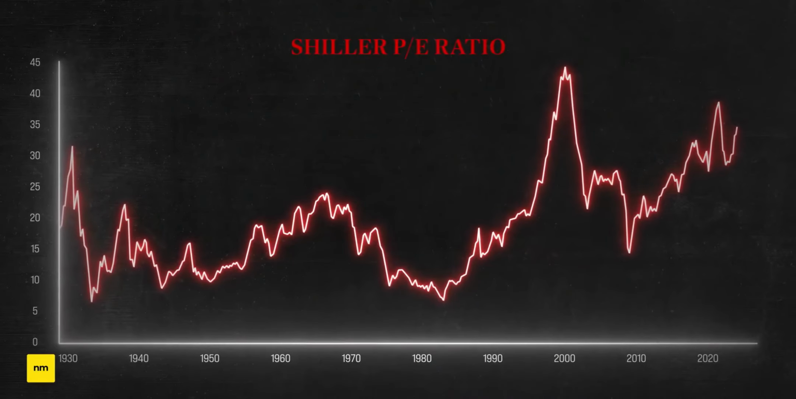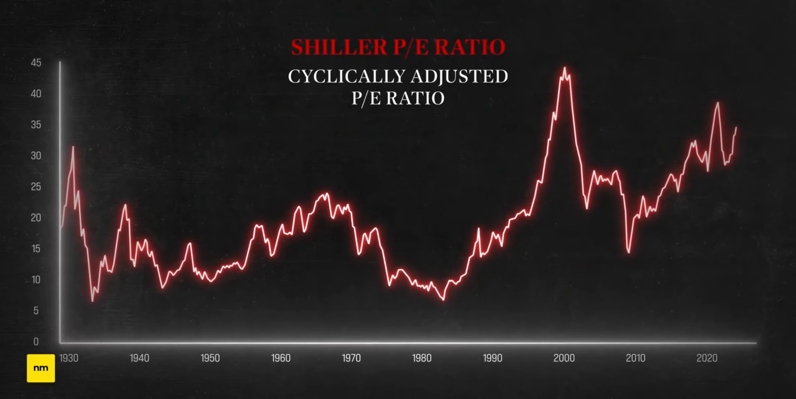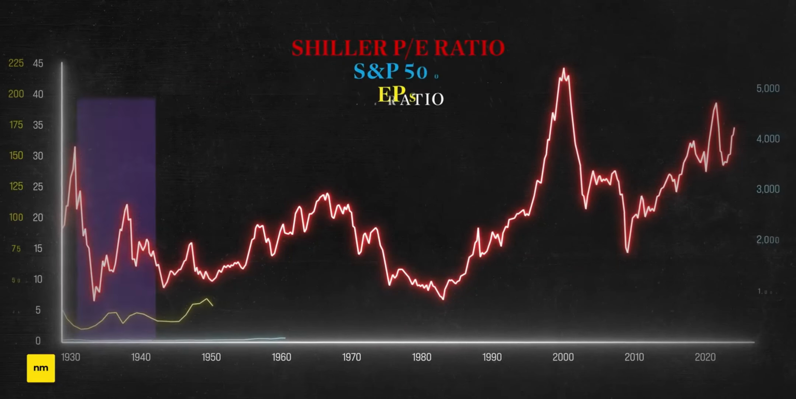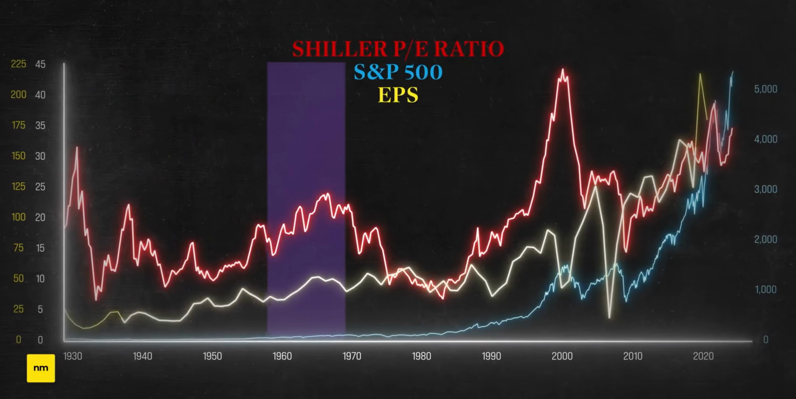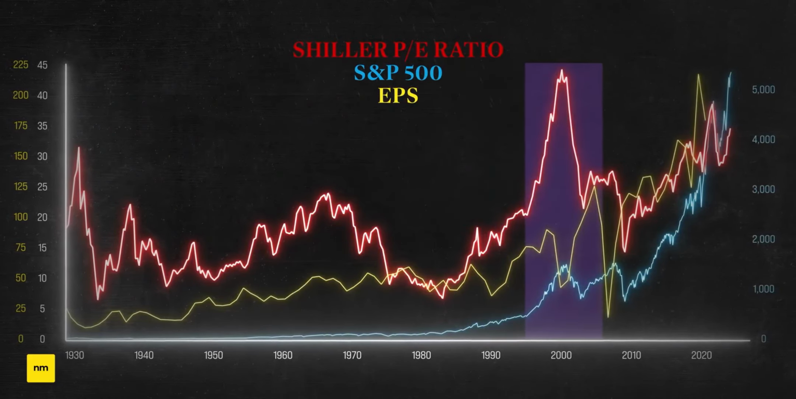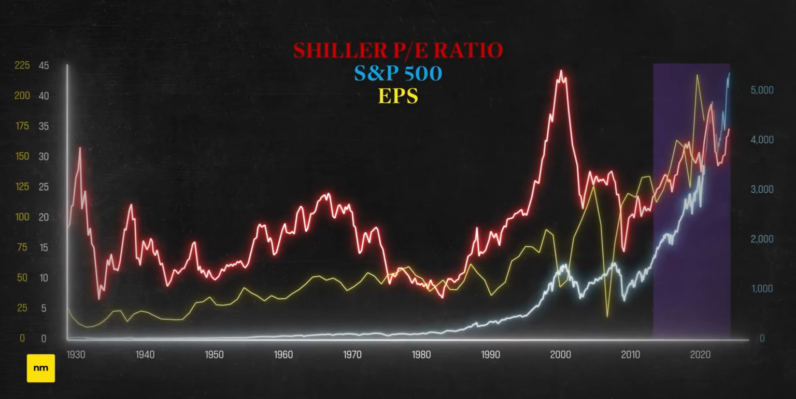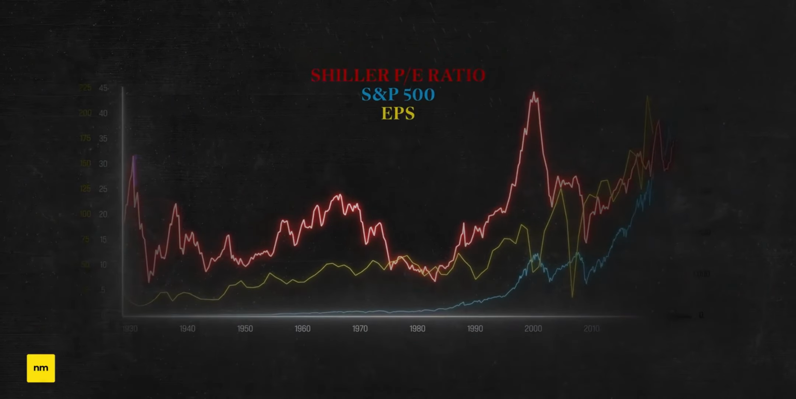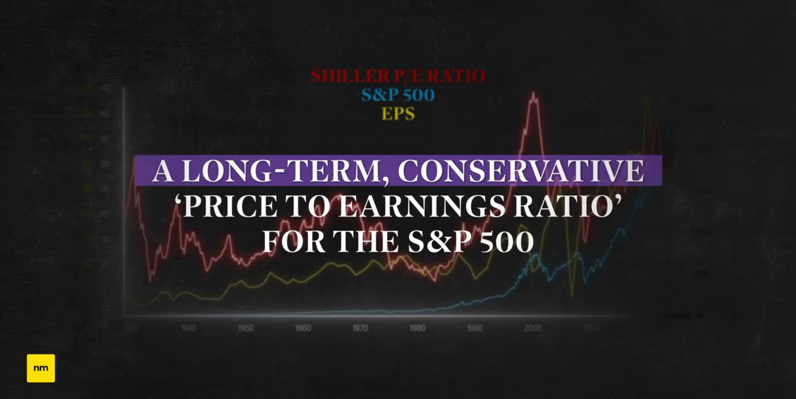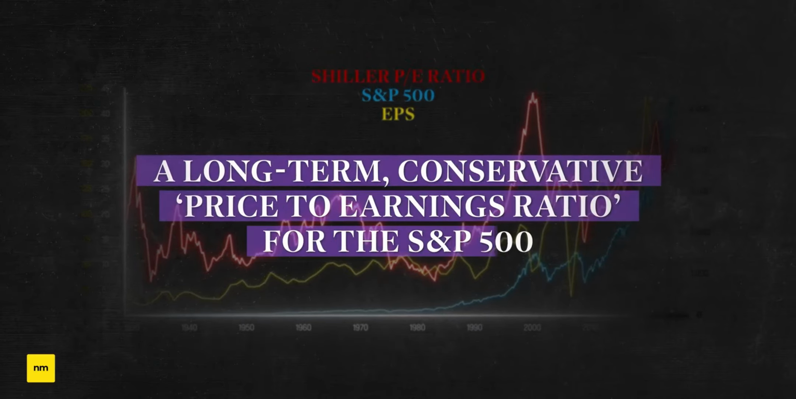The measure is a reasonably simple one. It's also called a cyclically adjusted PE ratio. What it does is it compares the average inflation-adjusted earnings of the S&P 500 over the last 10 years with the price of the S&P 500. Long story short, it's a long-term conservative price-to-earnings ratio for the S&P 500.